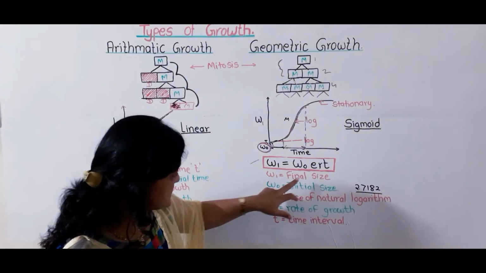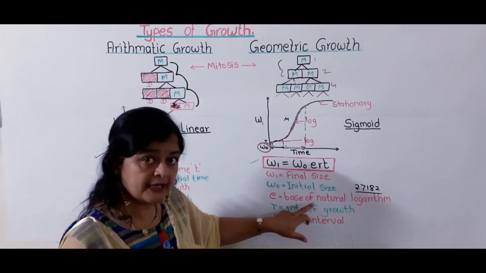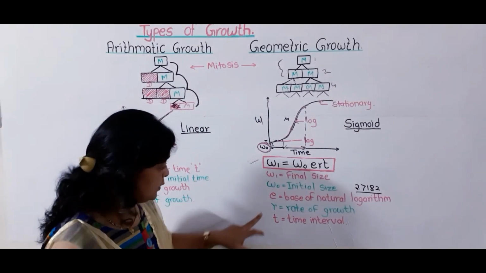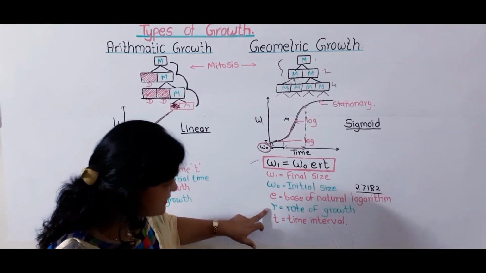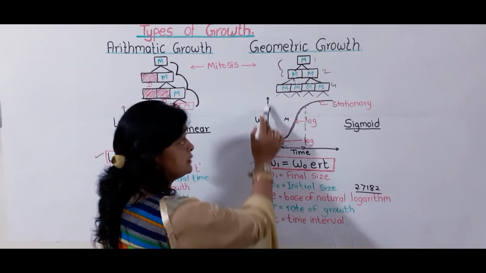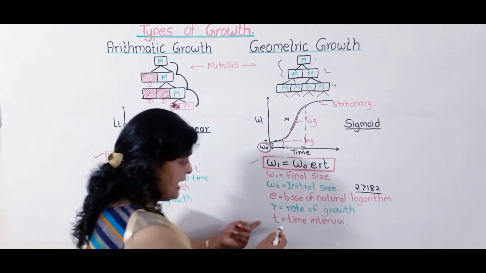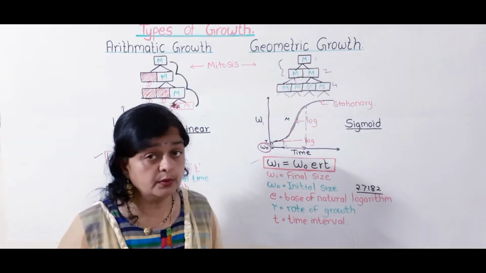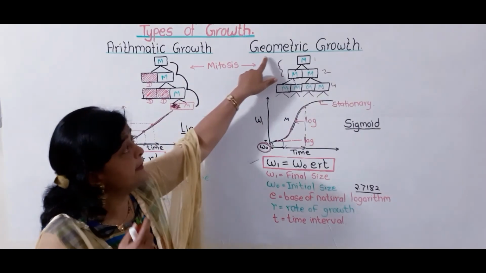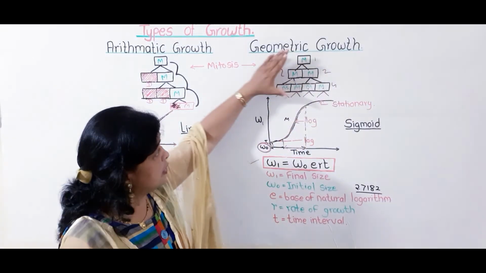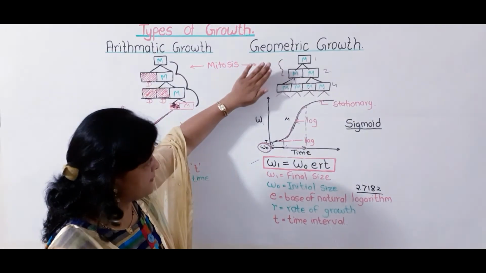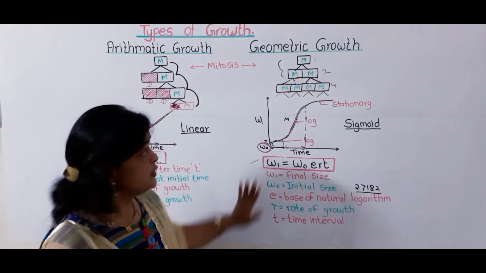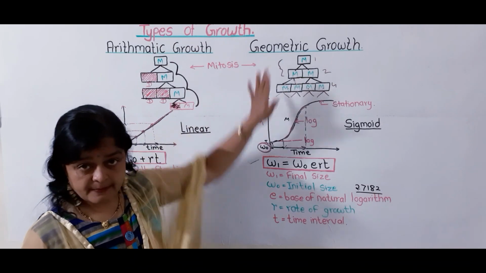And e is the base of natural logarithm. It is always 2.7182. R is the rate of growth, how much growth has taken place, and t is the time interval, meaning how much time is required for the particular growth to take place. So here we have completed geometric growth. In geometric growth I have explained with the help of an example, with the help of a graph and with the help of one formula. So here we have completed types of growth.